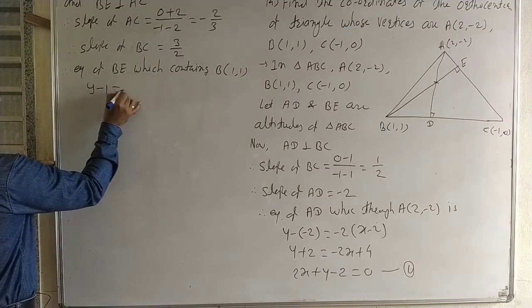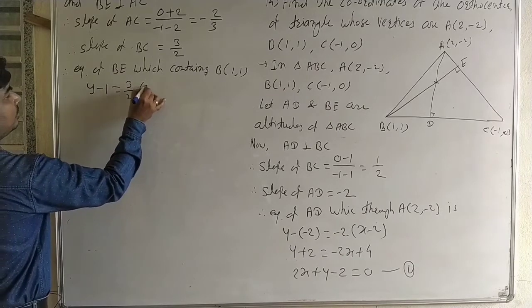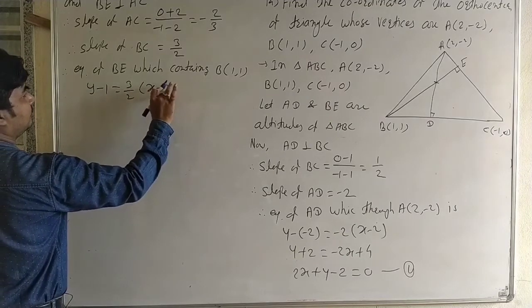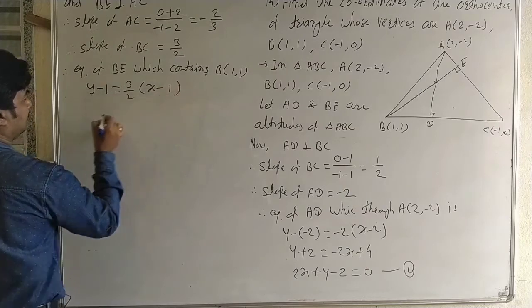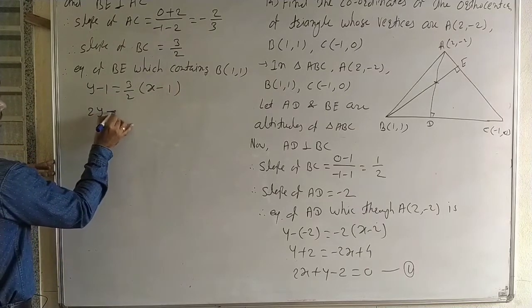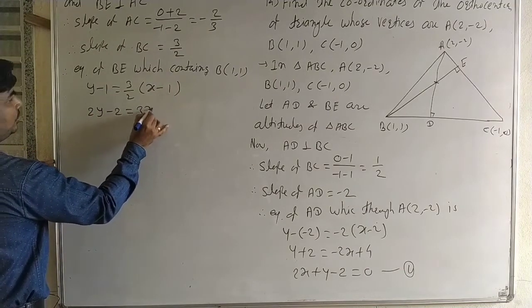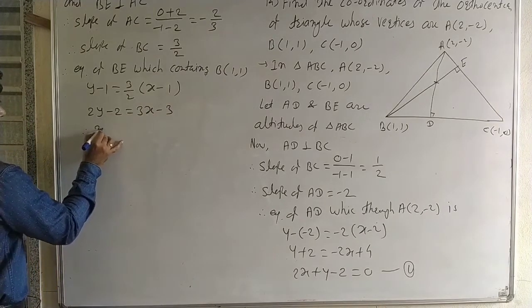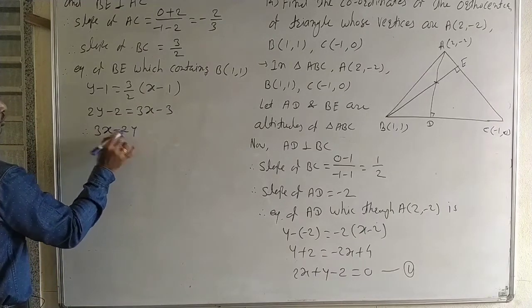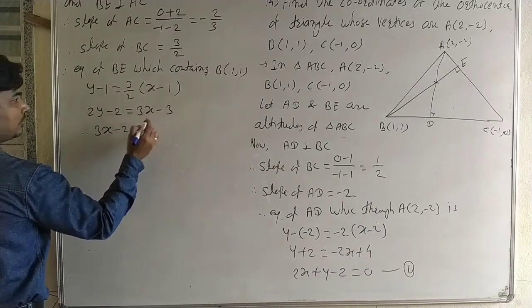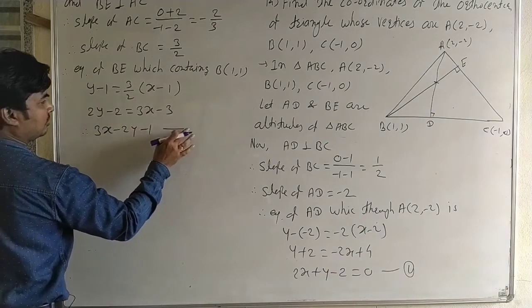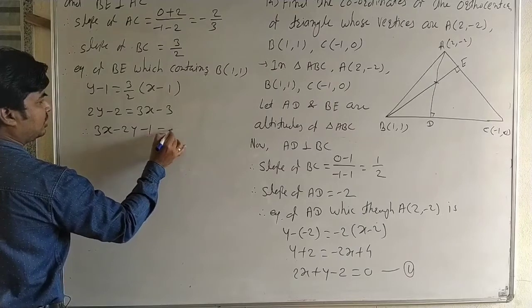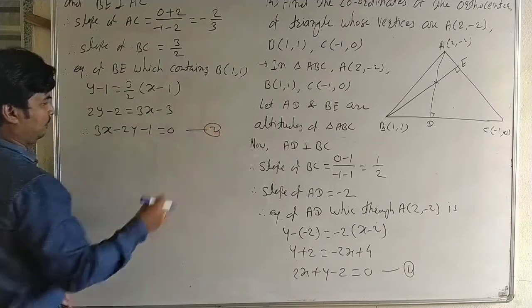y minus y1 is equal to slope into x minus x1, then 2y minus 2 is equal to 3x minus 3, and then this can be written as 3x minus 2y minus 1 is equal to 0. It is equation number 2.